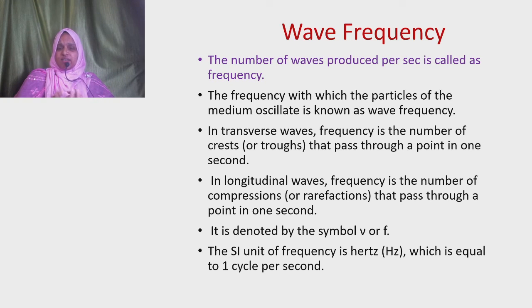In transverse waves, frequency can be defined as the number of crests or the number of troughs that pass through a point in 1 second. In longitudinal waves, this frequency is the number of compressions or rarefactions that pass through a point in 1 second. Usually, frequency is denoted using the symbol nu or f. N is also used in some places. The SI unit of frequency is hertz, which is equal to 1 cycle per second. So usually we use per second also as the unit of frequency.